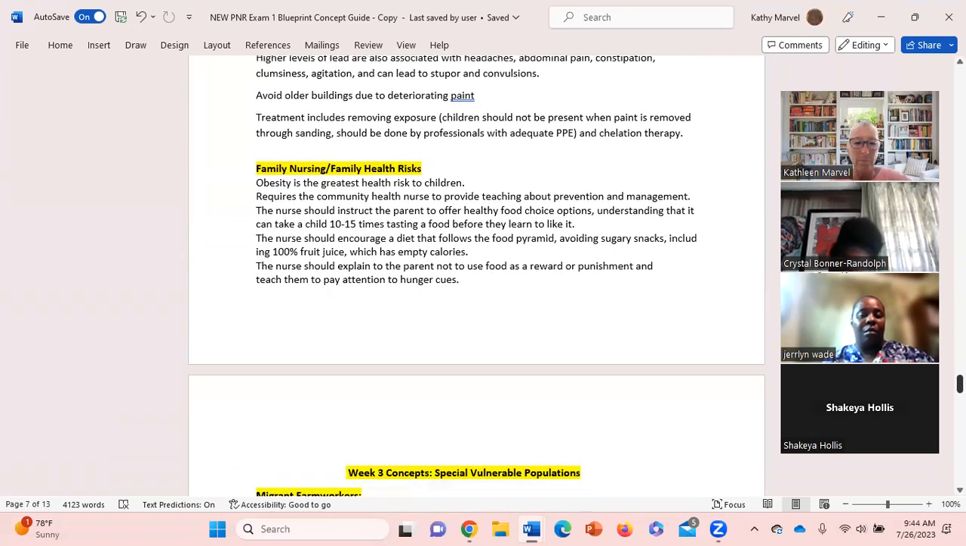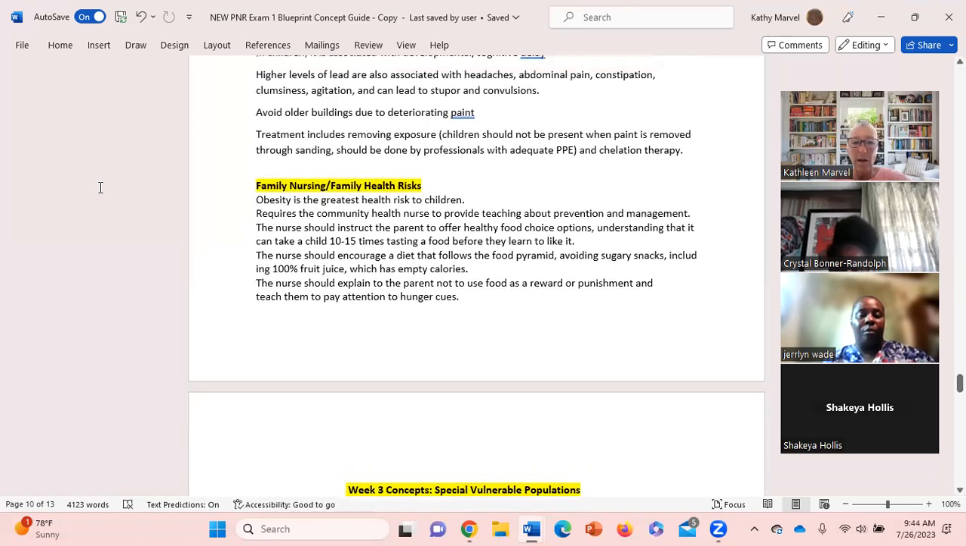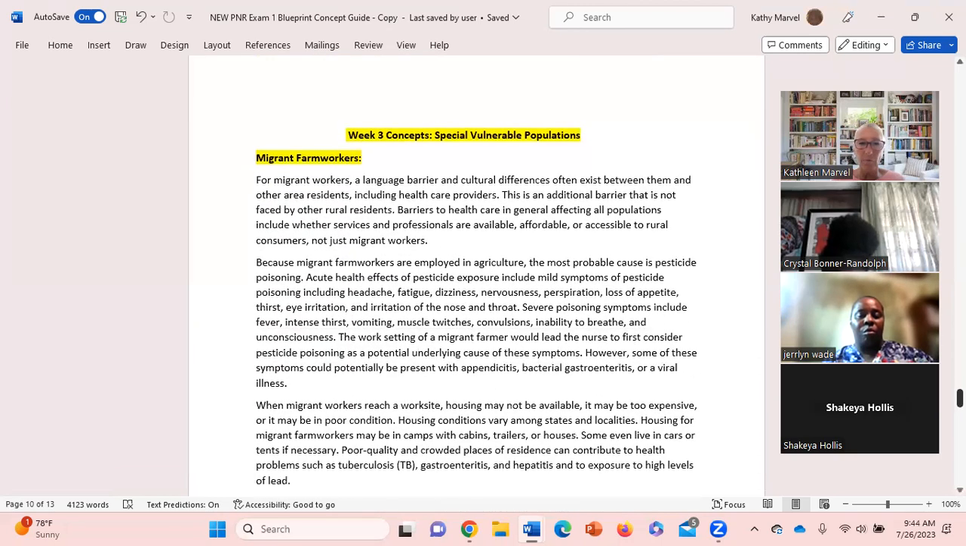Okay. Family health. And again, all these yellow highlighted topics are right from the blueprints, are right from your notes. So everything should look the same. Okay. Again, here, family nursing, health risks. We talk about obesity. So again, kind of repeat, but that's what came up with family risks.